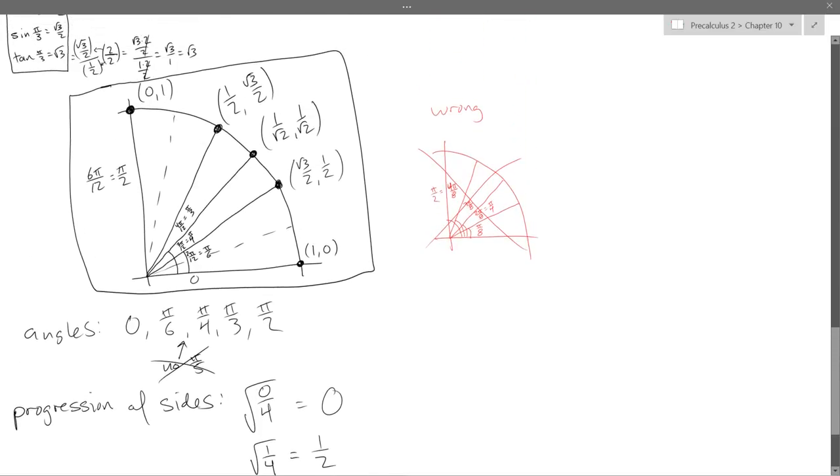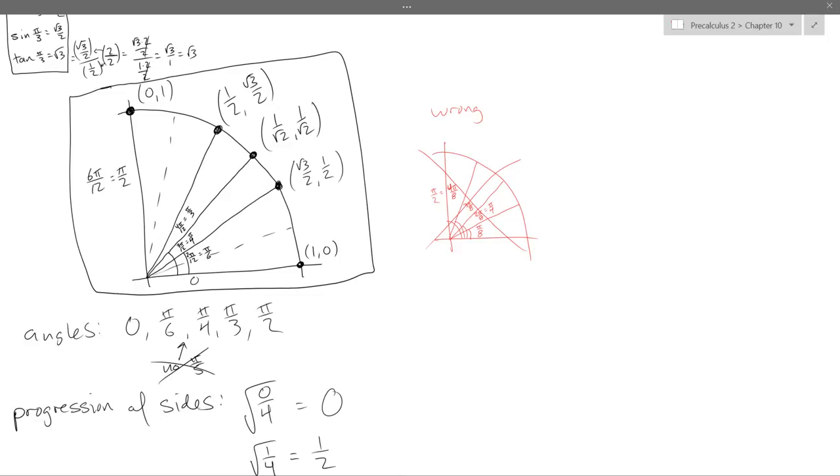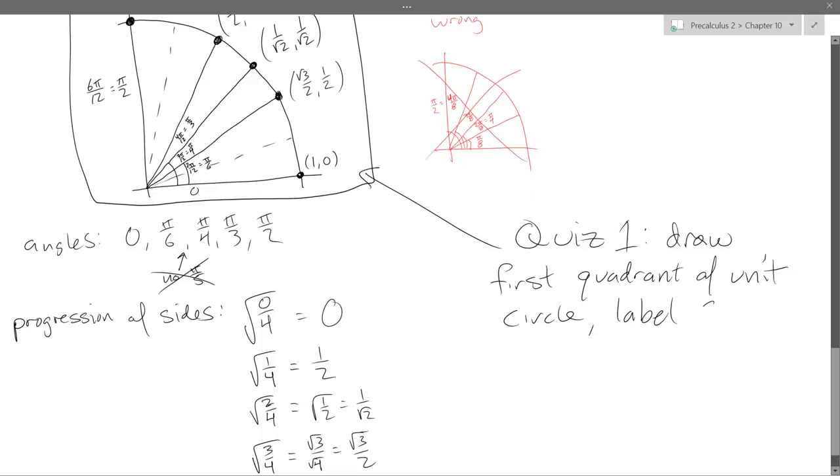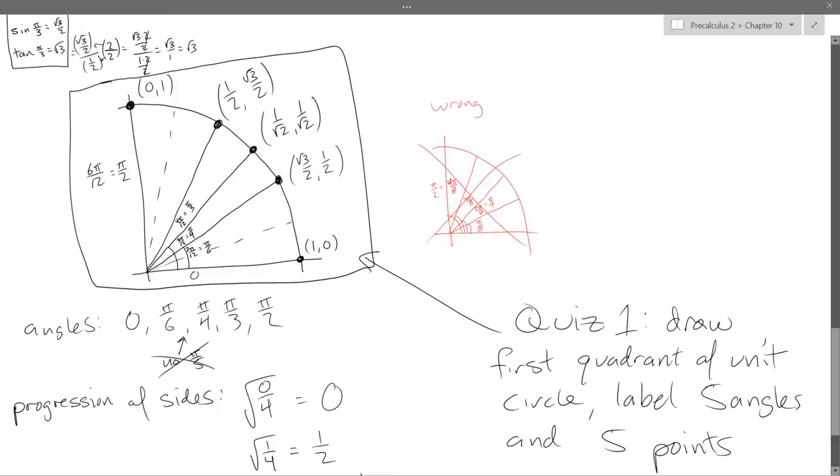I almost never tell you the exact problems that will be on your quiz. Quiz 1 is going to be: redraw this first quadrant of the unit circle. This is on quiz 1. You need to label 5 angles and 5 points. So we got our 5 angles up there, and we have our 5 points. I need to see 5 angles, and then each point has 2 values, so I need to see your 10 values laid out like that.